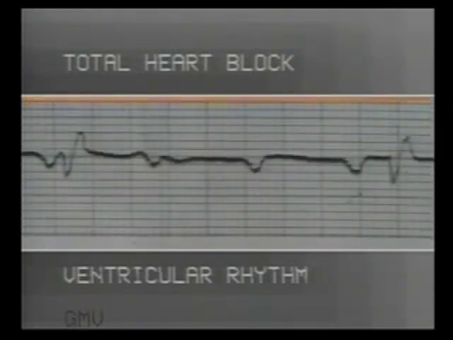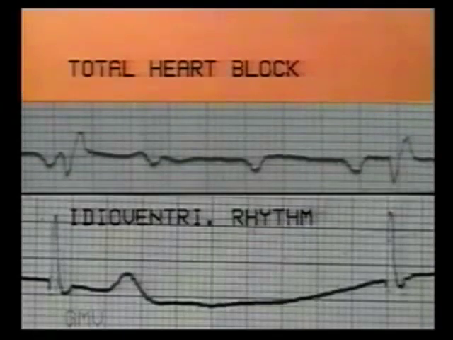Note in close-up view the wide QRS complexes and regularly occurring P waves. Compare it with idioventricular rhythm below, where the QRS rate and appearance is similar but there are no P waves.